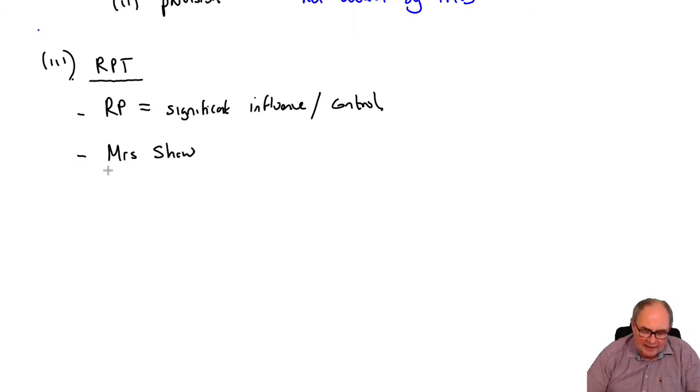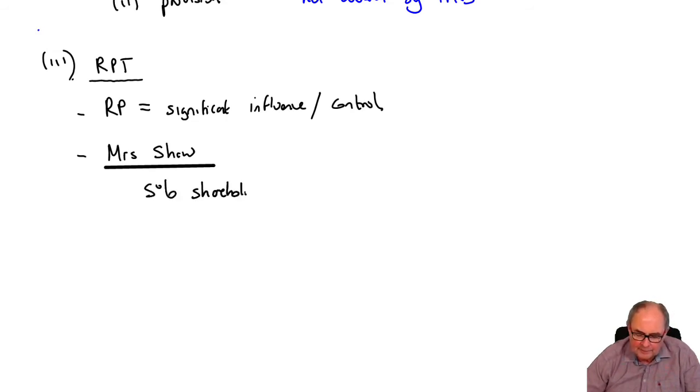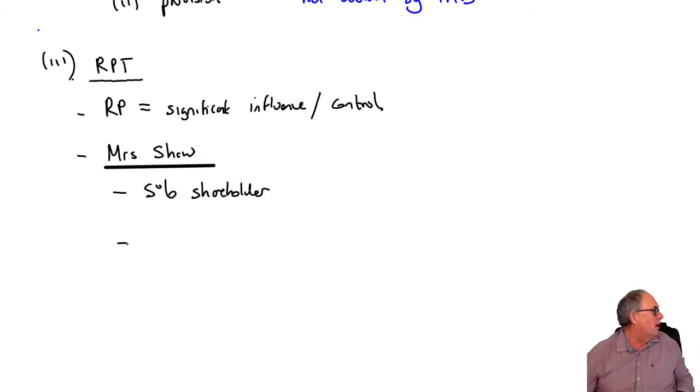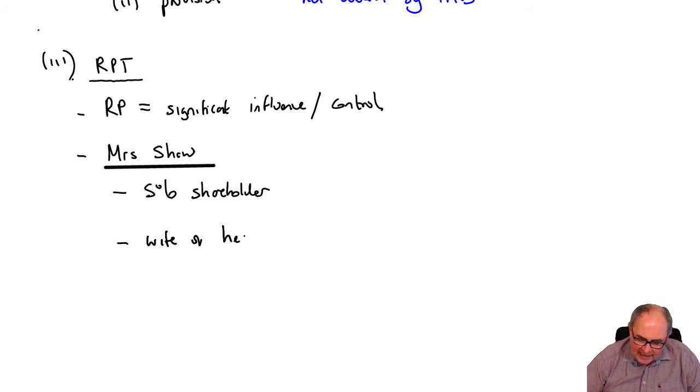Mrs. Shaw is wearing a hat because she's a 5% shareholder, and she's wearing another hat because she is the spouse or wife of a director. No, he's not a director, actually. I think she's the spouse or wife of someone who is described as, what was the word in the scenario? I think it was the head accountant or something like that. Yeah, she's also the wife of the head accountant.